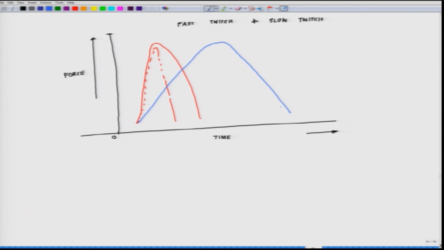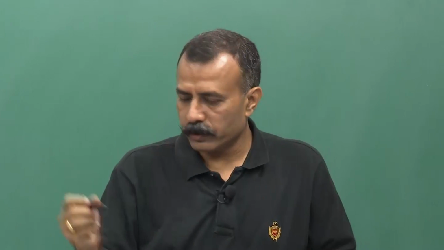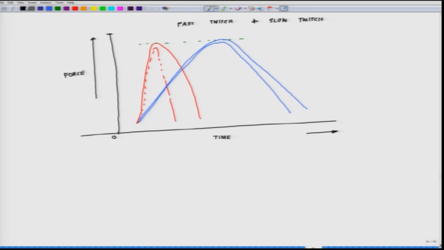So, what is the highlighting feature if you look at it? It is generating almost the same amount of force. But mathematically, if you look at it, this is going up and going down. So, if you measure the slope out here, say for example, I request you to measure the slope, then you will see the difference.